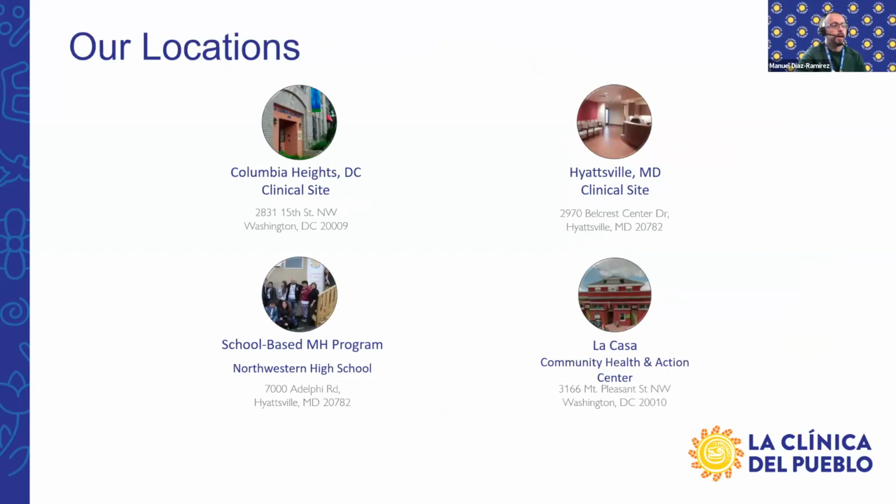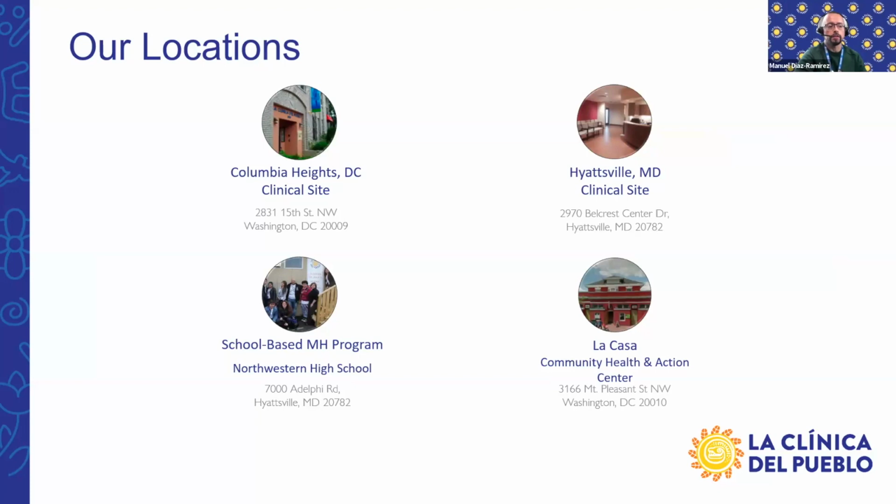our locations. Since 1983, La Clínica del Pueblo has grown from an all-volunteer free clinic to a multi-site organization working in DC and Maryland. We continue to adapt to the growing and changing needs of the Latinx communities, with a special focus on expanding healthcare access in Prince George's County in Maryland. We have 2 clinical sites, one school-based mental health program, and one community health and action site in DC that houses, as we call it, La Casa, our health promotion programs, prevention programs, health equity department, and 2 of our safe spaces.